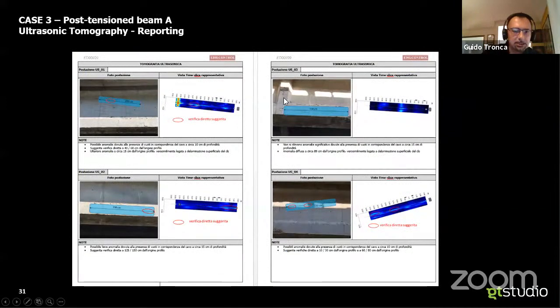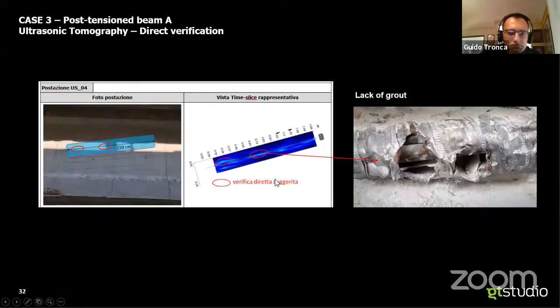In fact, this is the standard report. These are some of the standard reports that are accepted now and are required by the transportation agencies. And in this case, we can witness how a direct verification that was suggested resulted in an actual local lack of grout. Okay, so we defined the structural details, we gave an insight, or rather we gave some guidance for inspection.